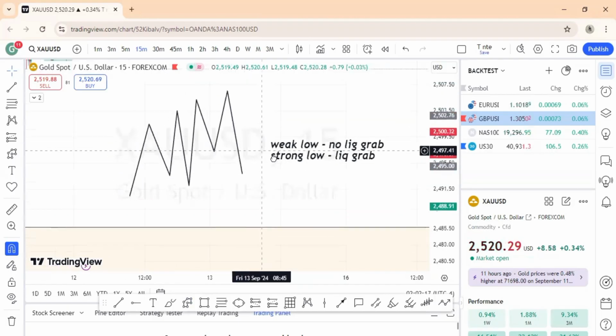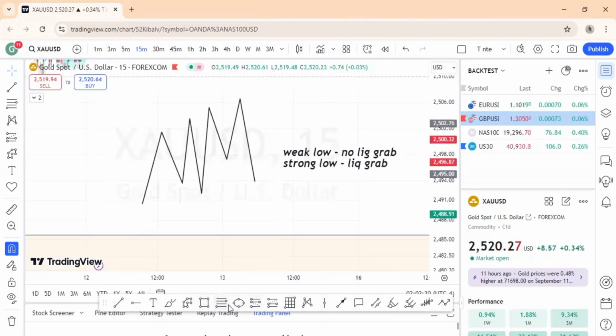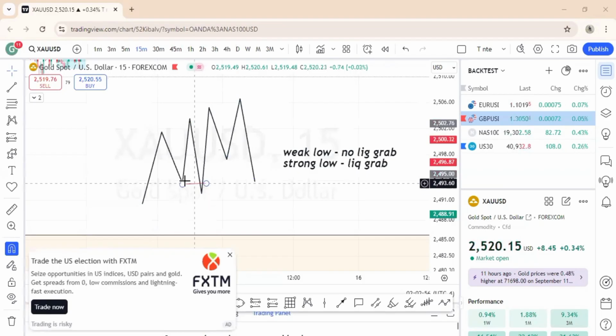Now let's look at this example again. Look at this low here and pay attention to what happened. This low took liquidity before making a new high. So we saw a liquidity grab right there, and then we saw price make a new high. The strong low, you can see how it makes a liquidity grab. It takes out a previous low before making a new high. That is how I classify strong lows.